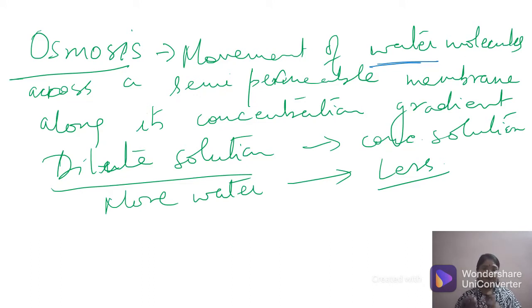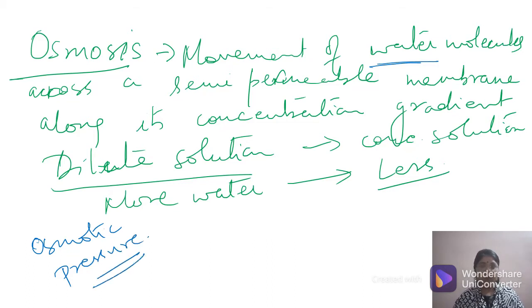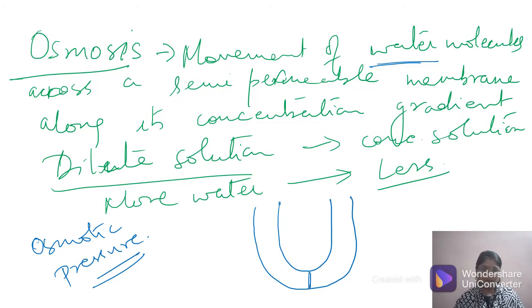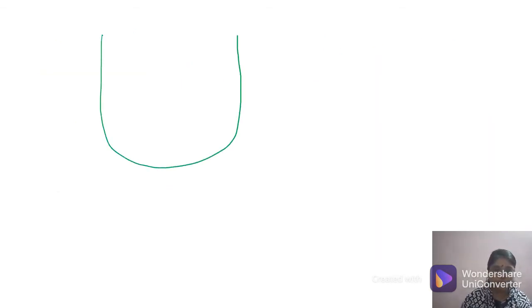So you must have heard about the term osmotic pressure. Let's talk about this osmotic pressure. Suppose I have this U-tube, and here it is separated by a semi-permeable membrane. Now suppose I take this U-tube. In between there is a semi-permeable membrane. This is your semi-permeable membrane.